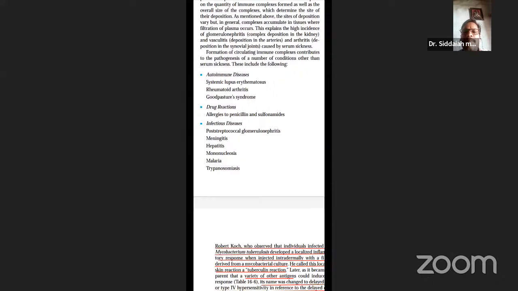Another example for the third type of reaction is allergies to penicillin and sulfonamides. And previously we discussed that penicillin induces the four types of hypersensitive reactions. So allergies to penicillin also create the third type of reaction. And some infectious diseases, for example post-streptococcal glomerulonephritis, which is a kidney disease, meningitis, hepatitis, mononucleosis, malaria, trypanosomiasis. These are all examples of the third type of hypersensitive reaction.